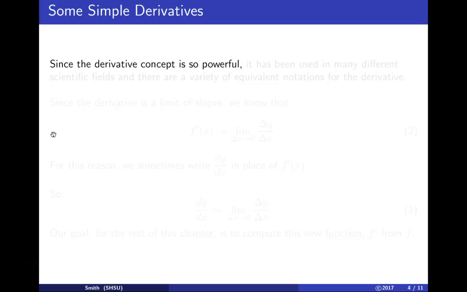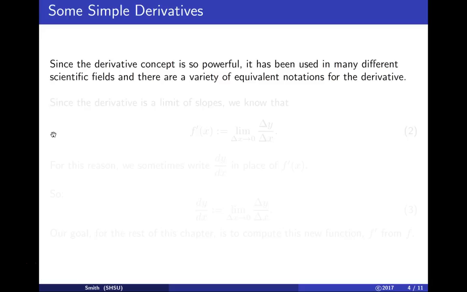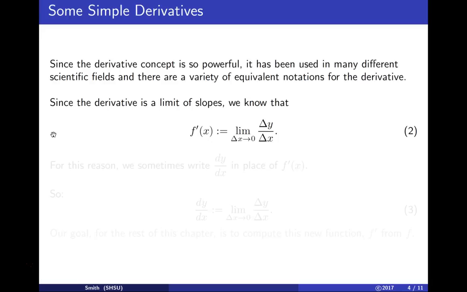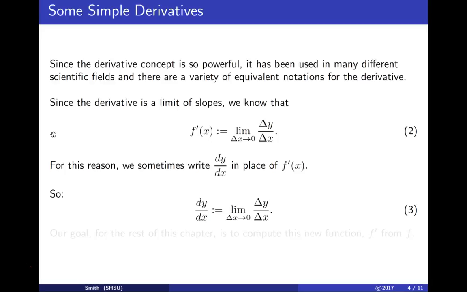Since the derivative concept is so powerful, it has been used in many different scientific fields, and there are a variety of equivalent notations for the derivative. Since the derivative is the limit of slopes, we know that f prime of x is the limit as delta x goes to 0 of this slope. The IRC is the limit of ARCs. For this reason, sometimes we write dy over dx as the IRC in place of f prime. This is to remind you that this began as a slope. So dy over dx is the limit of delta y over delta x. And our goal for the rest of this chapter is to compute this new function f prime given f. By the way, dy over dx is Leibniz notation. We will use that in the course along with the prime notation and occasionally some other notations.